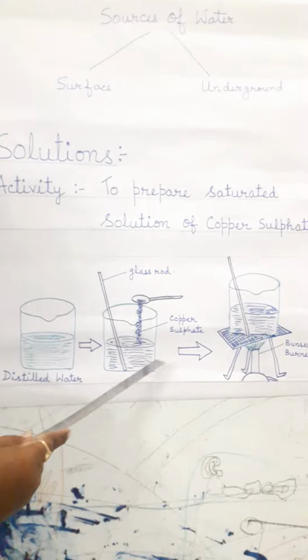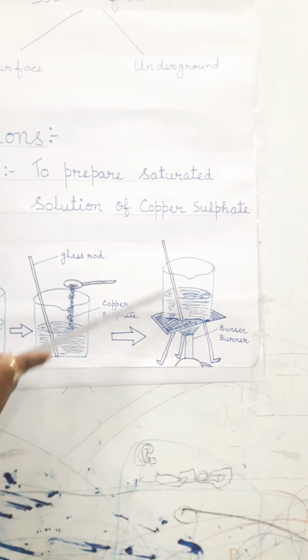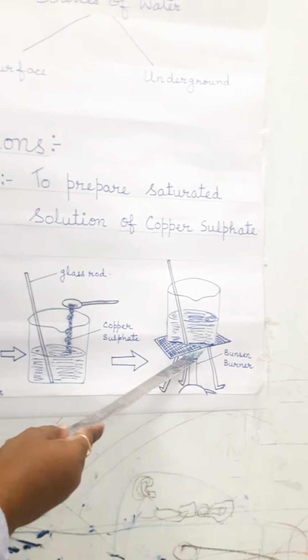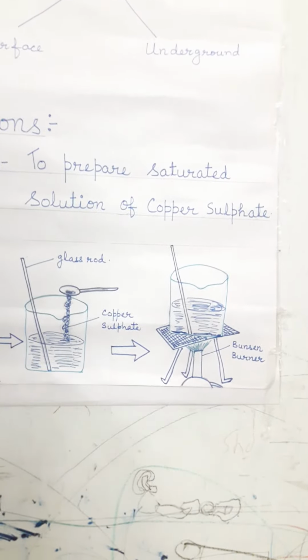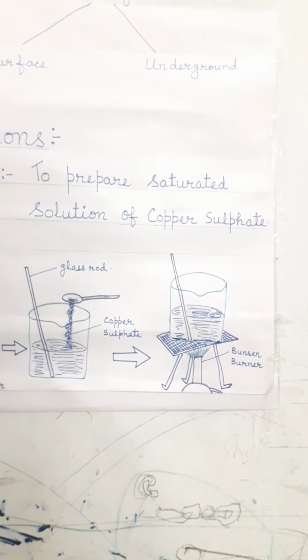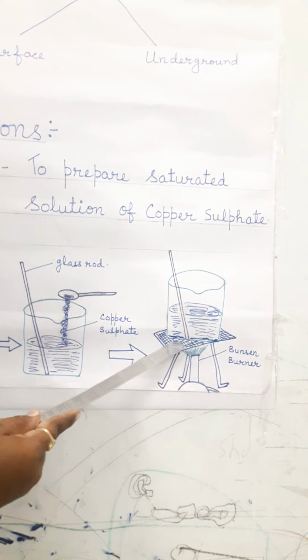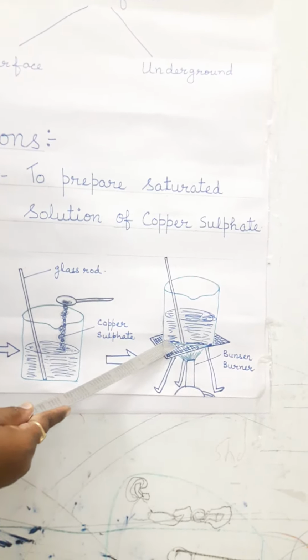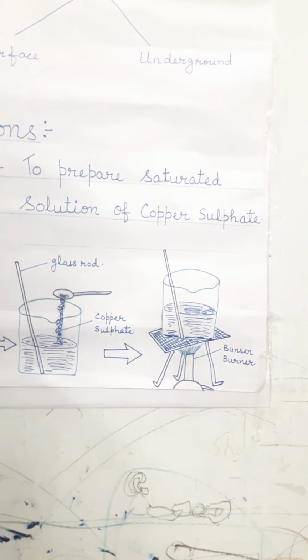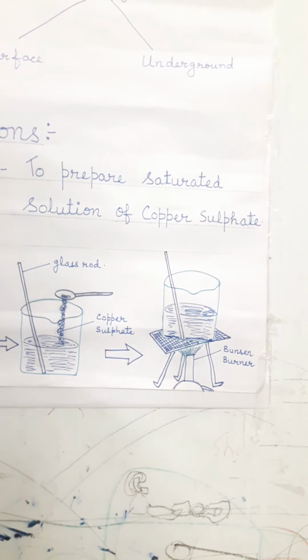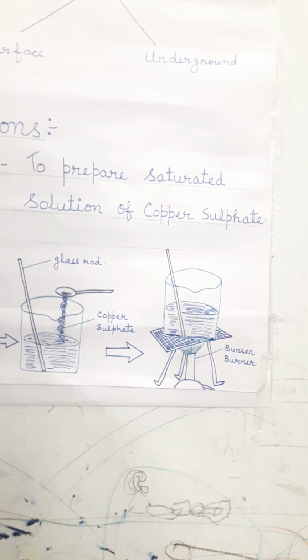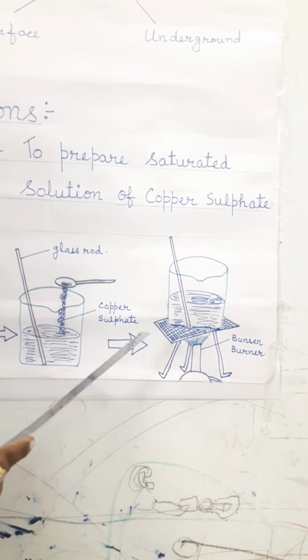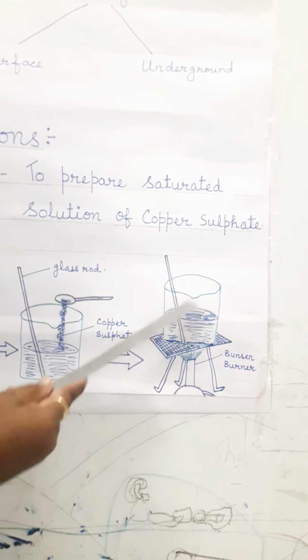Now take the saturated solution and heat it on the Bunsen burner and stir with the glass rod. You will observe the copper sulphate that is settled at the bottom of the beaker, which remained undissolved in the saturated solution, will also get dissolved. This shows that the saturated solution on being heated becomes an unsaturated solution.